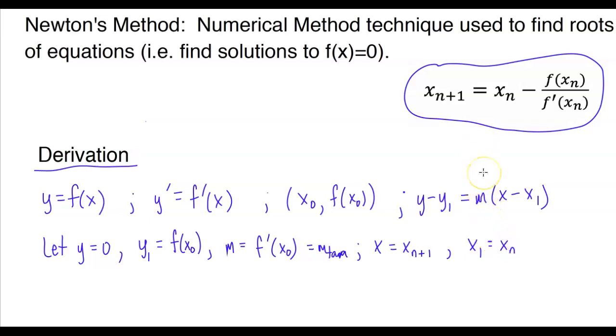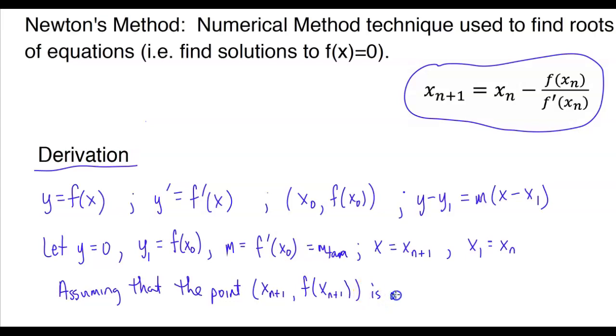Okay, and all this means here is that if I give you x of n, what we're trying to find is the next x value, which is x of n plus 1. And we're also assuming here that our point, so for this corresponding x value, that the point x of n plus 1, f of x of n plus 1 is on the graph of the tangent line.